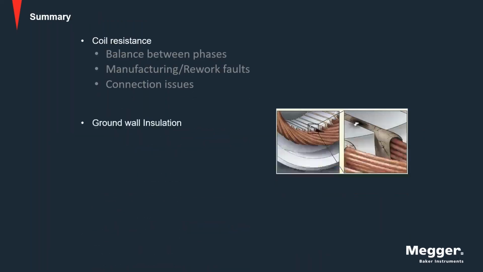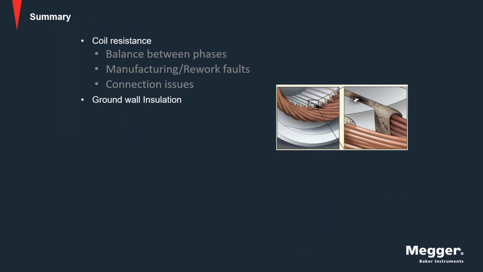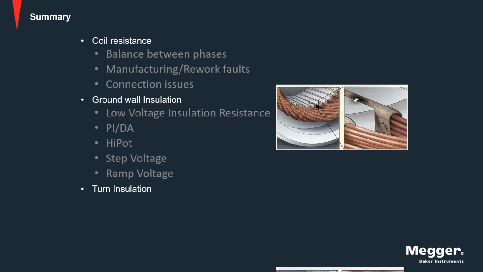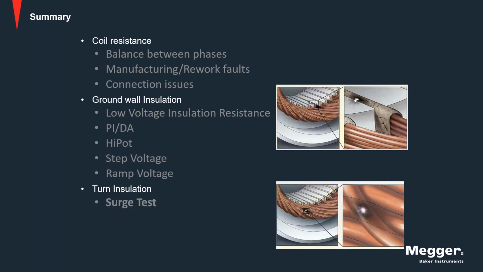So here in summary, we're looking at our testing. Coil resistance is the balance between two phases, looking for manufacturing or rework faults. If you're testing from switchgear, you're going to be looking at connection issues in the junction box. Then we're going to test our ground wall insulation. So ground wall insulation is the low voltage testing, the PI, the DA, the high pot, the step test, ramp test. And then after we've thoroughly evaluated that ground wall insulation, we're going to go to the turn insulation. That's the surge test that gives us that information.